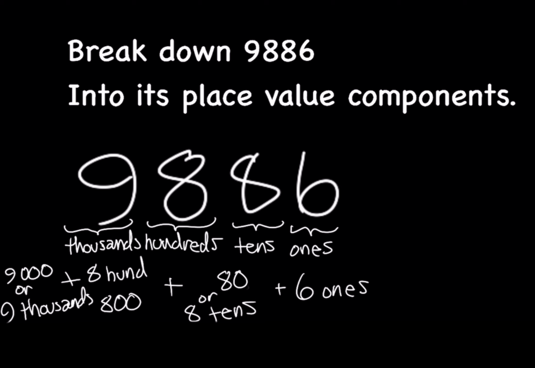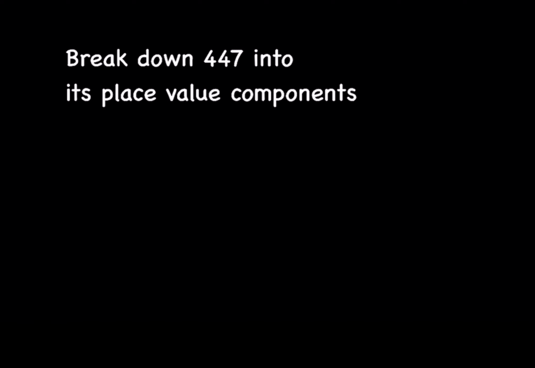So in total, we just broke down 9,886 into its place value components. We have 6 ones, 8 tens, also known as 80, 8 hundreds, also known as 800, and 9 thousands, also known as 9,000. Let's do one more example. Break down 447 into its place value components.